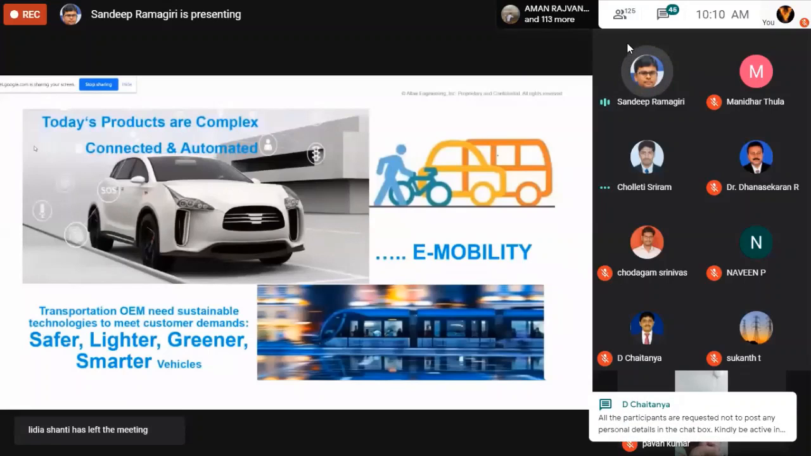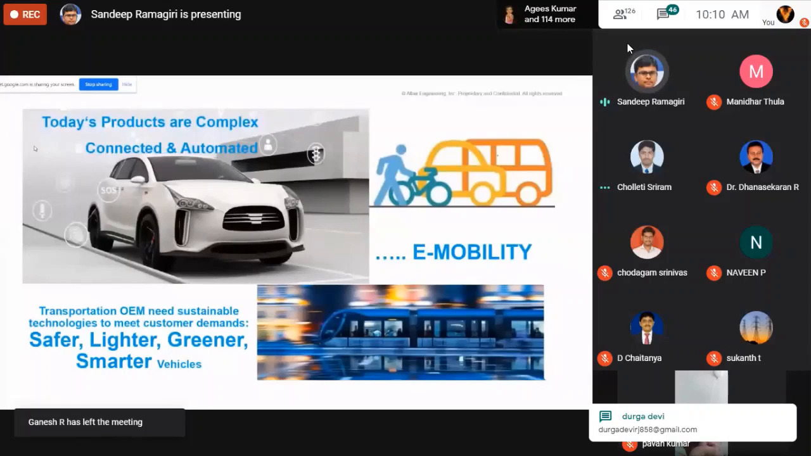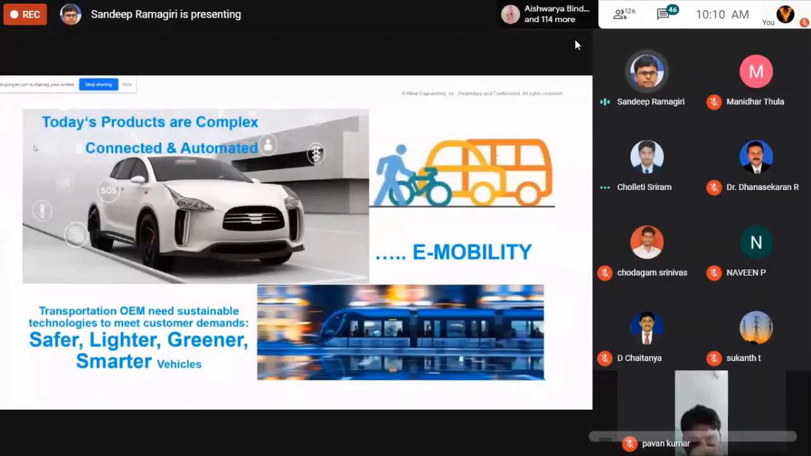So that's what the transportation OEMs face as challenges on the e-mobility side, and how we can overcome these challenges.